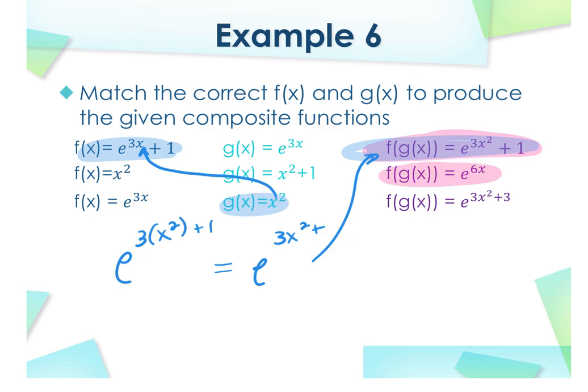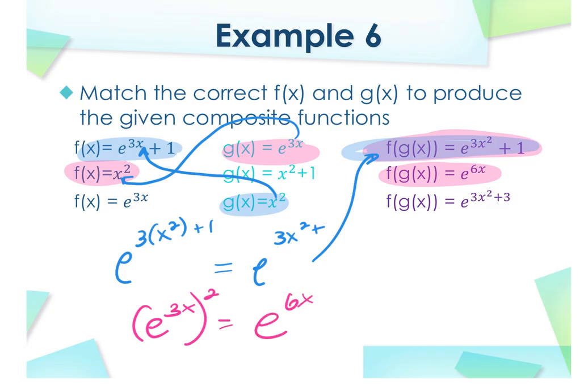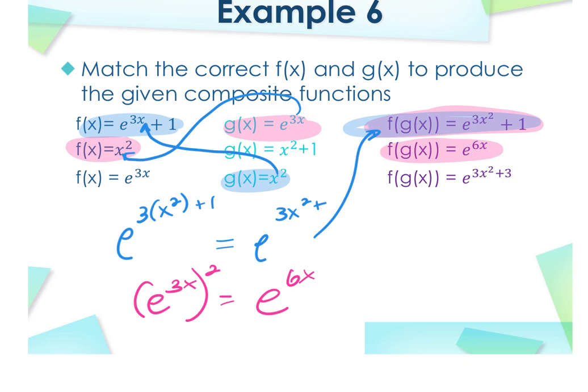F of g of x equals e to the 6x. Which ones give you those? E to the 3x. And wait, which one? No, I did that wrong. The first here, right? So this guy goes into here now. So e to the 3x raised to the second becomes e to the 6x, because when we raise a power to a power, we multiply. Okay, and then obviously process of elimination, our bottom one, but we're going to check it anyways, would be these two.